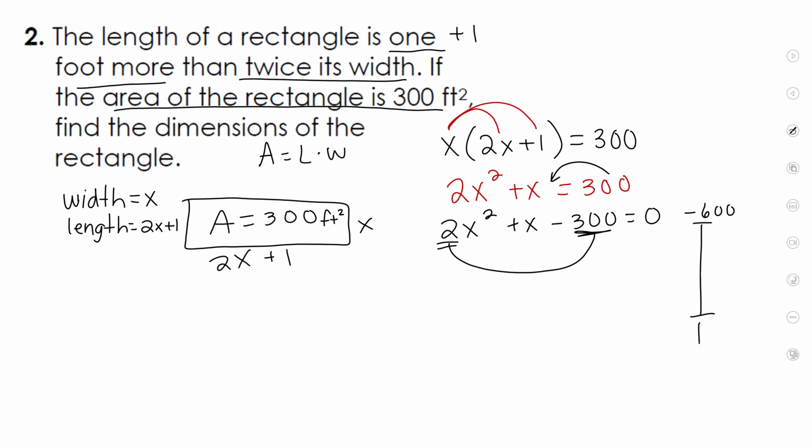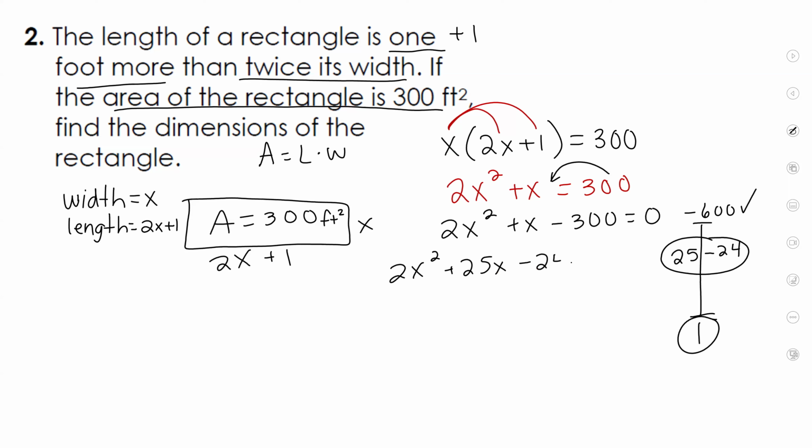I'm going to give you a hint. One of your numbers is 25. What is the other number? Negative 24. So if you multiply these two numbers, you'll get negative 600, and 25 minus 24 is 1. So those are my two numbers. So we're going to go ahead and factor 2x squared plus 25x minus 24x minus 300.